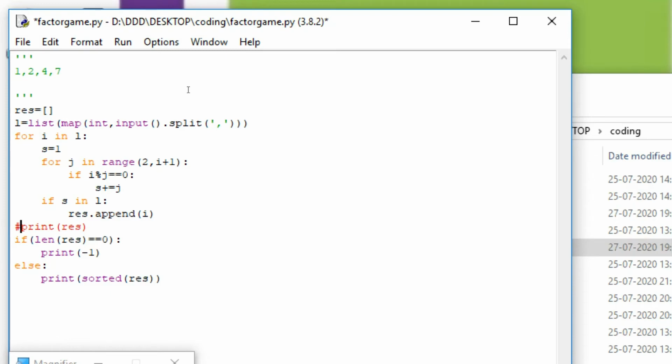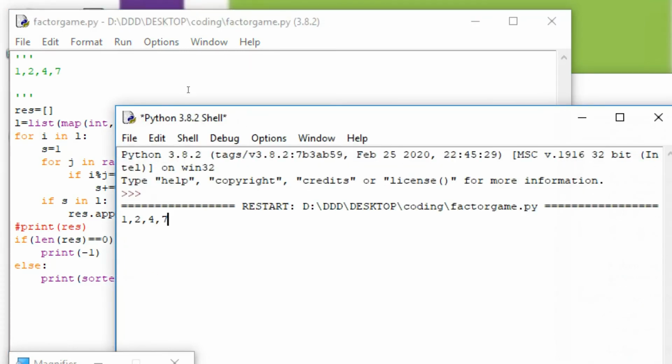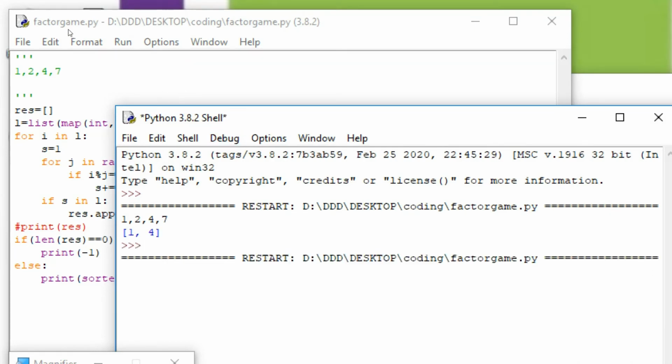Now we are going to see the execution. For 1, 2, 4, 7, the output is 1, 4. For 2, 4, the output is -1.